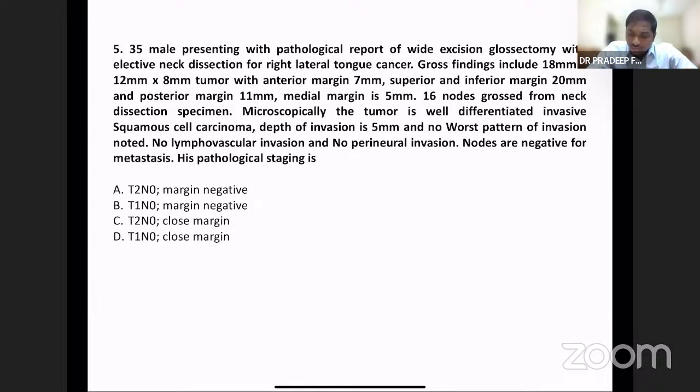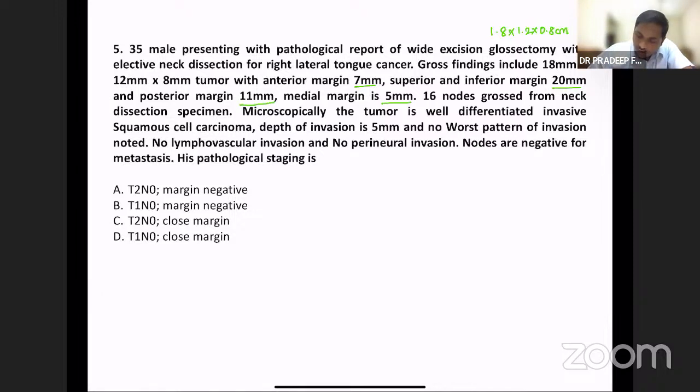And the gross findings include an 18 millimeter cross 12 millimeter cross 8 millimeter, or in centimeters, 1.8 cross 1.2 cross 0.8 centimeter tumor with anterior margin 7 millimeter, superior and inferior margin around 2 centimeters, posterior margin 11 millimeter, and medial margin 5 millimeters. Only if you have oriented the proper tongue specimen can you understand this. But for exam purposes, you should know what is positive margin, what is close margin, what is negative margin.